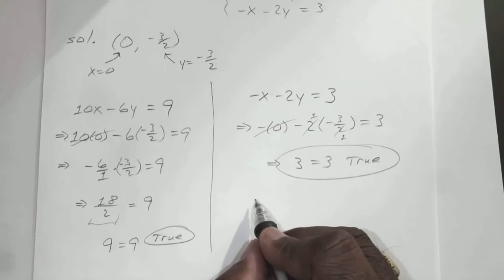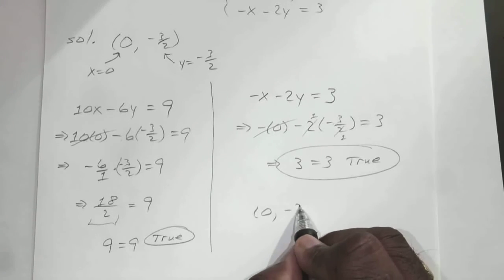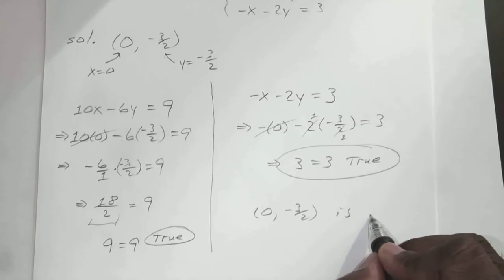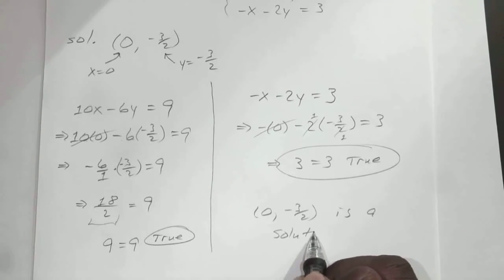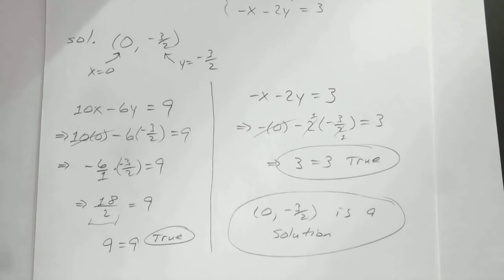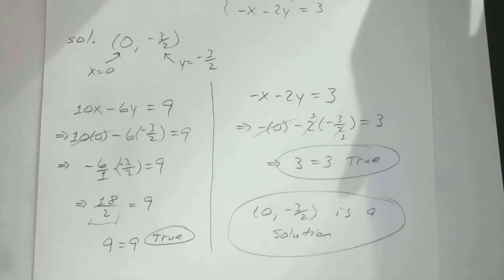That just means that 0 and negative 3 over 2 is a solution. Oh, did I write not a solution? All right, so any questions there? I'll leave that up for a few more seconds.